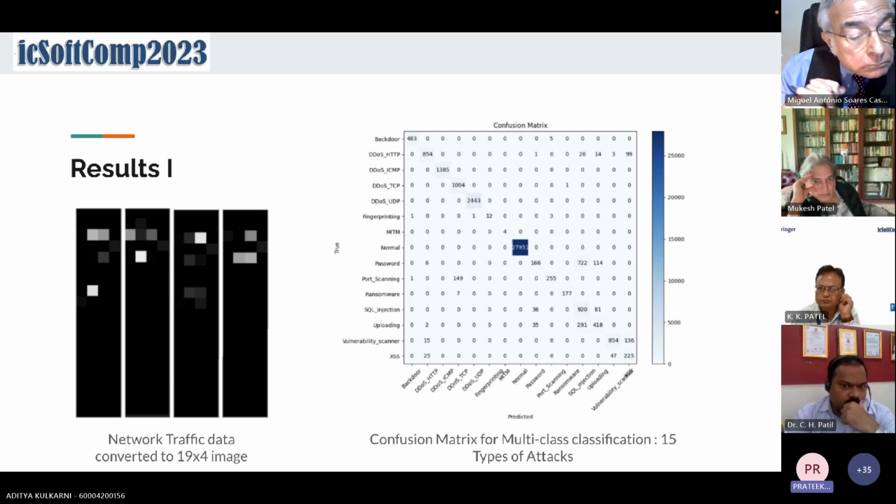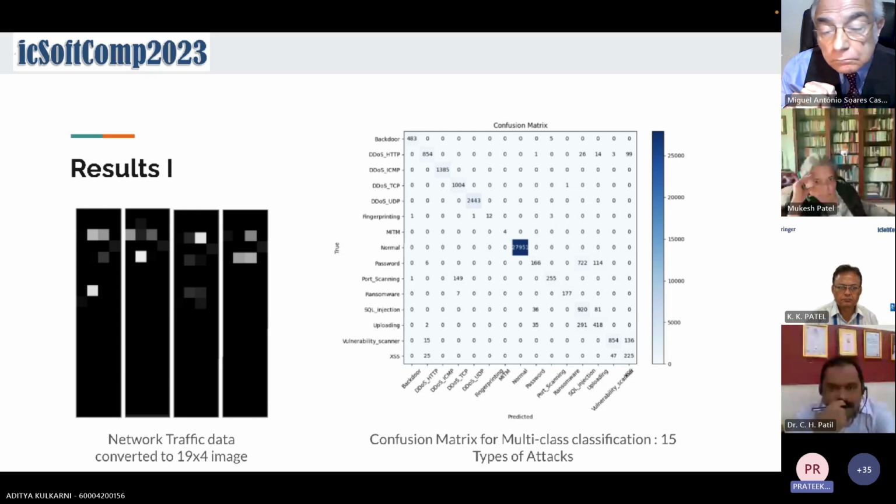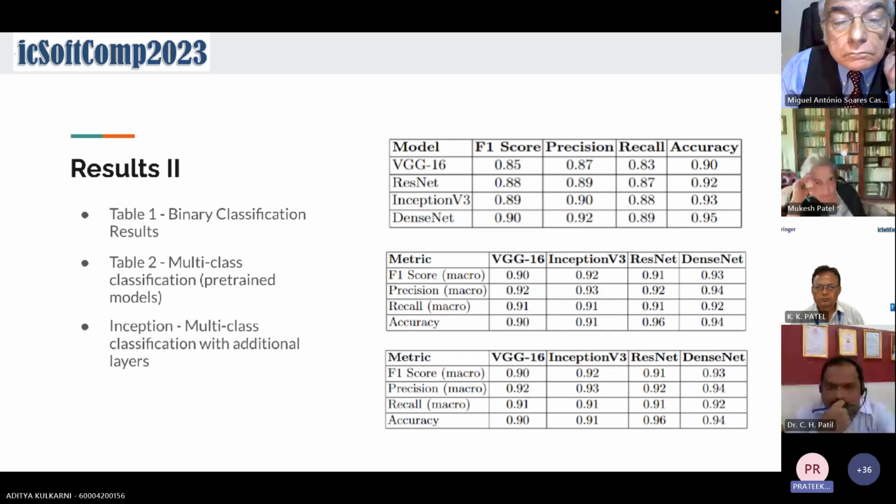From the results shown here, on the left hand side, this is what we have created from the initial data set. We have more than 75,000 samples for all of them for 19 cross 4 images, and a confusion matrix after multi-class classification for around 14 types of attacks. We had an accuracy of around 96% for our binary classification and a 95% accuracy for our multi-class classification using convolutional techniques and image enhanced augmentation.